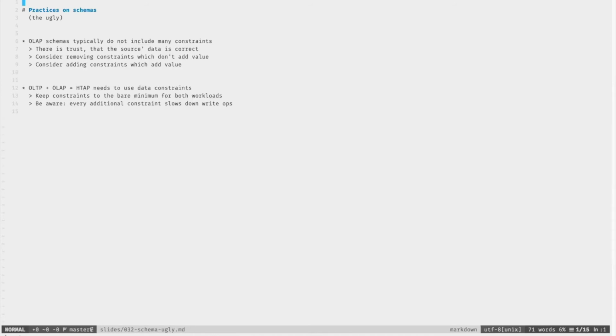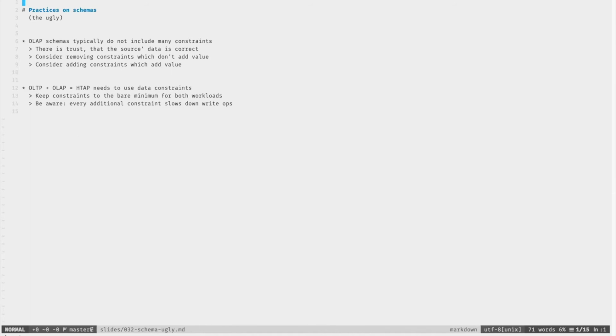Now, last one, the ugly ones. Wasn't really sure, but yeah, I'm going to depict it as the ugly because it's like pick your poison a bit sometimes, right? Now, OLAP schemas typically don't include many constraints. If you have a raw OLAP schema, it could even be that you have no constraints at all. Why is that? Because you have a data source that is delivering your data into your database, and then you just trust that source that your data is correct, right?